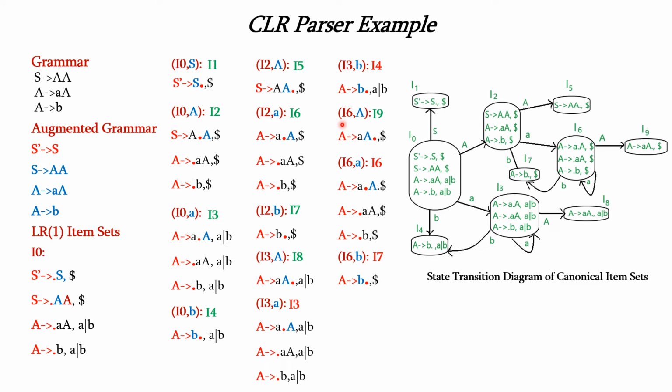Next we have I6 on capital A. I6 on capital A is I9 as mentioned here. Next I6 on small a is I6 itself. I6 on small b is I7. Thus we have constructed the state transition diagram for these item sets.